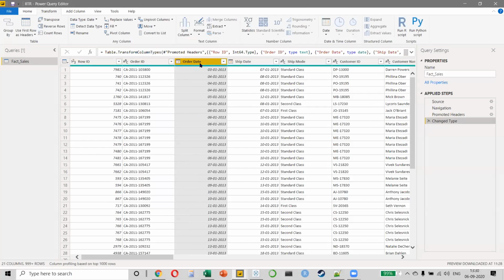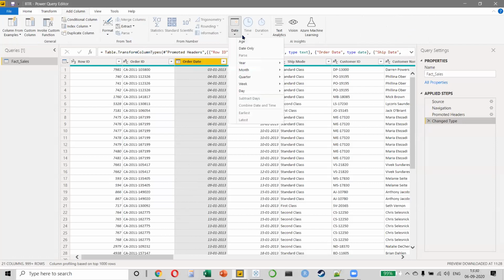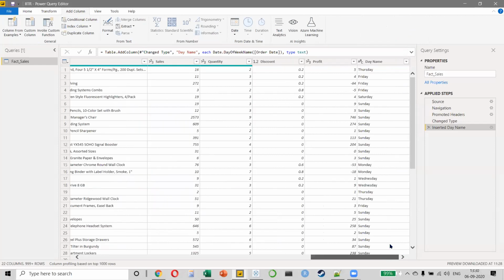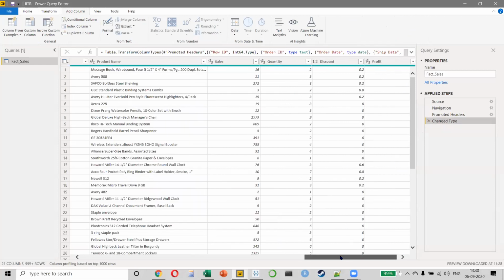The other way is, I don't want to convert this into the day. I want to retain this column and create another column. So we'll click on add column and we'll do the same thing. Date, day, and then name of day. And if you notice, it gives us the day name.